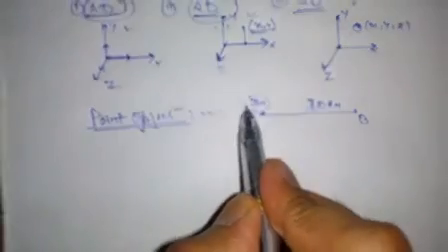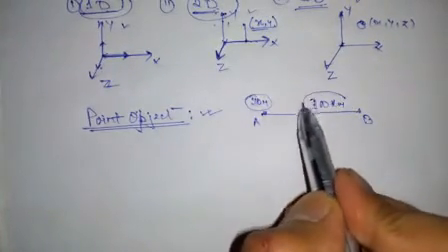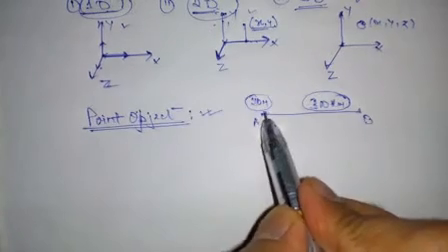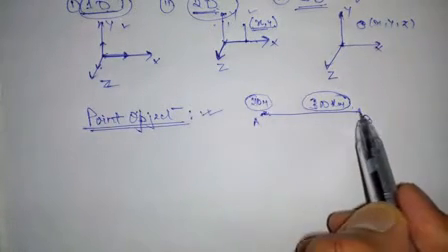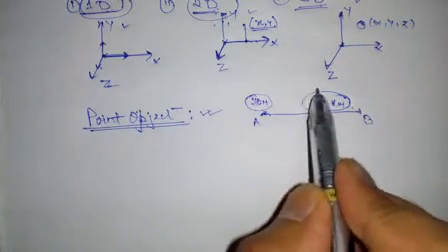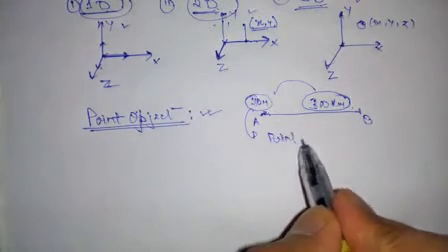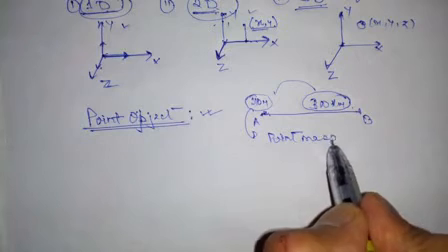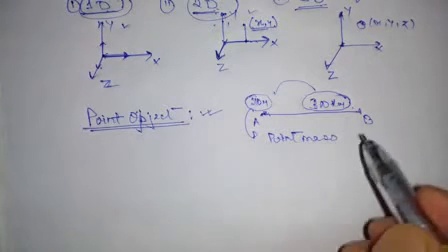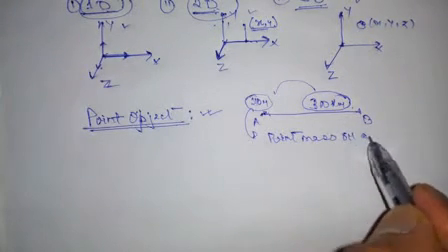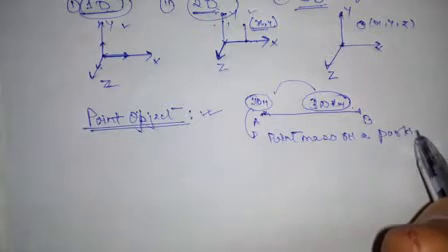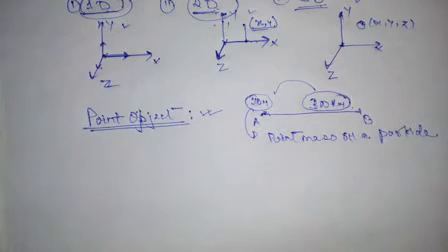See, the dimension of the bus is far less than the distance between A and B. Correct? In this case, this bus is referred to as point mass or a particle. Clear?